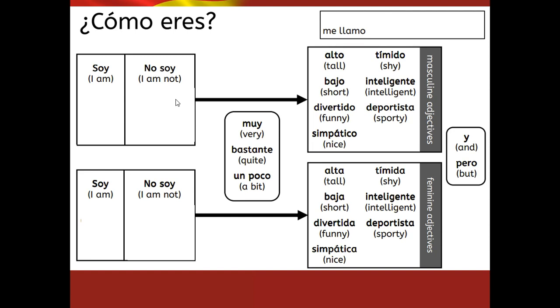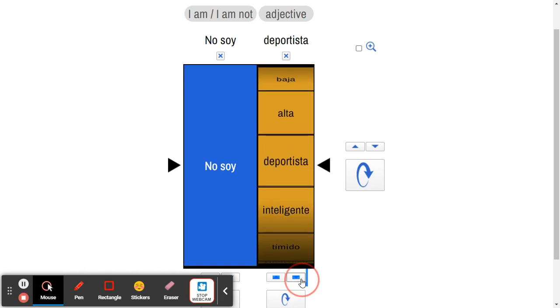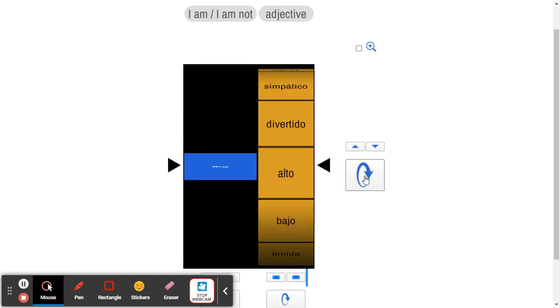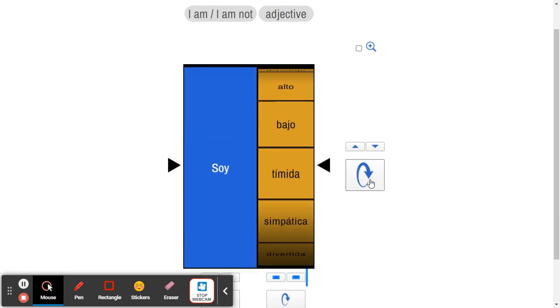Let's have a look then and have a practice of some of these short sentences. So here we have a random sentence generator. We've got one column here that has on it soy and no soy. And on here, on the second drum, we have all of our adjectives in both the masculine and the feminine form. And when we spin them, it gives us a sentence. So let's spin and let's see what that sentence says in English.